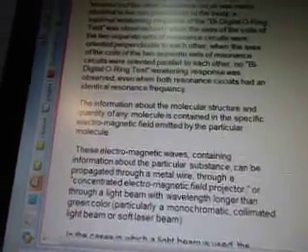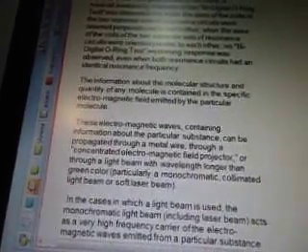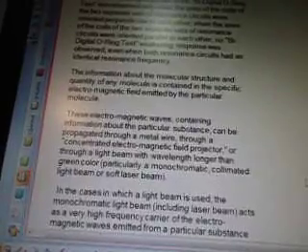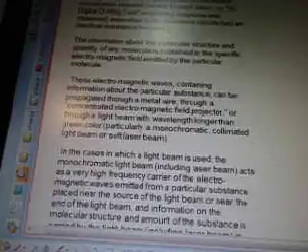The information about the molecular structure and quantity of any molecule is contained in the specific electromagnetic field emitted by the particular molecule. These electromagnetic waves containing information about the particular substance can be propagated through a metal wire, through a concentrated electromagnetic field projector, or through a light beam with wavelength longer than green color, particularly a monochromatic collimated light beam or soft laser beam.